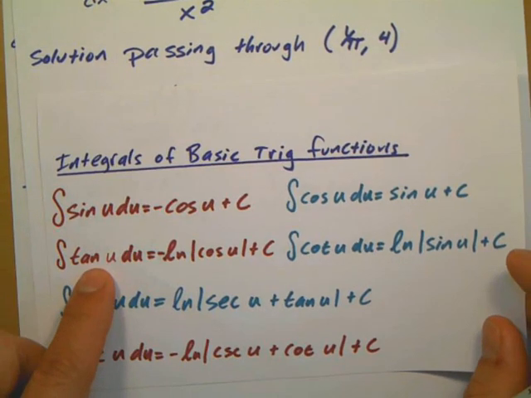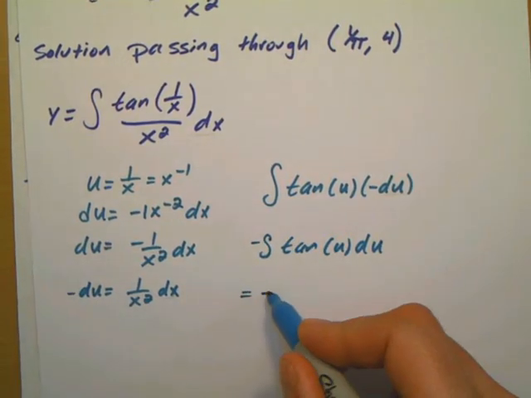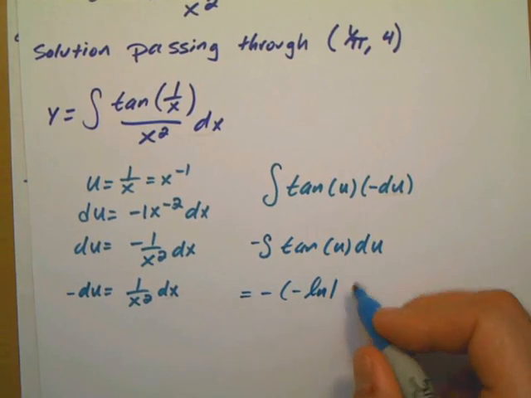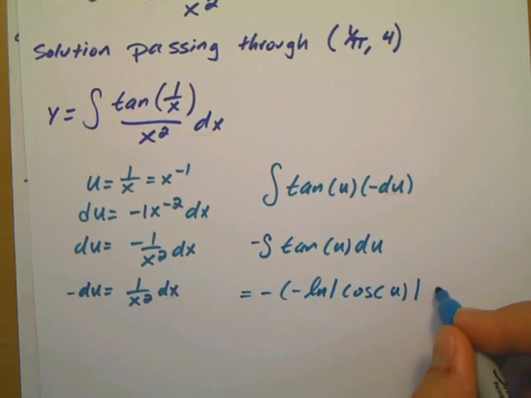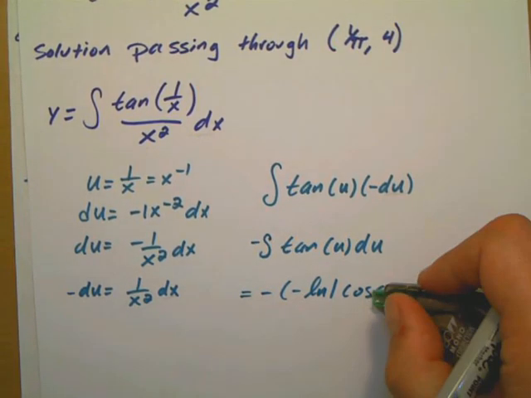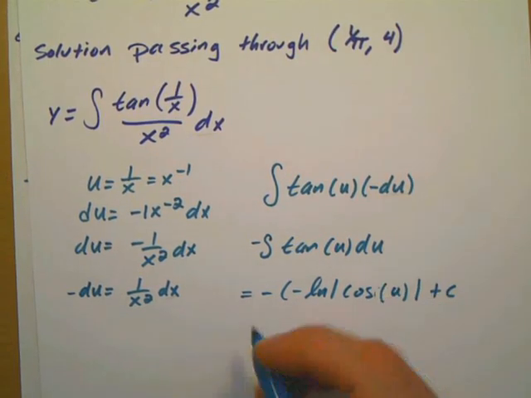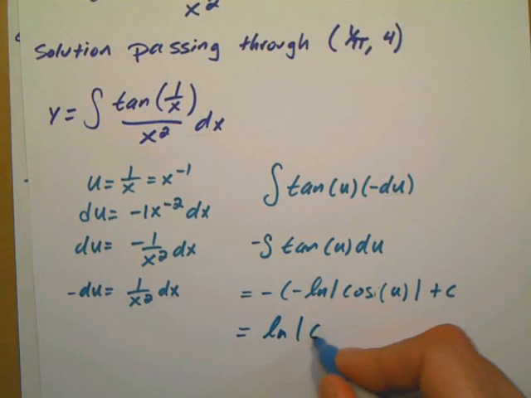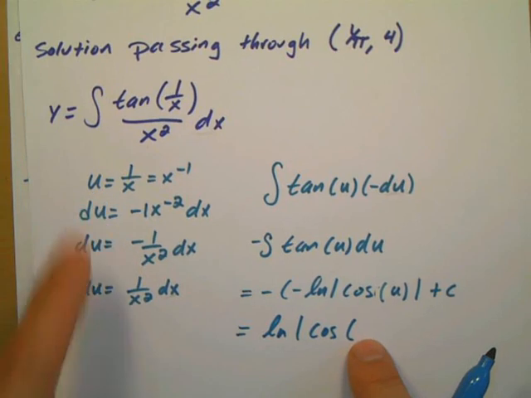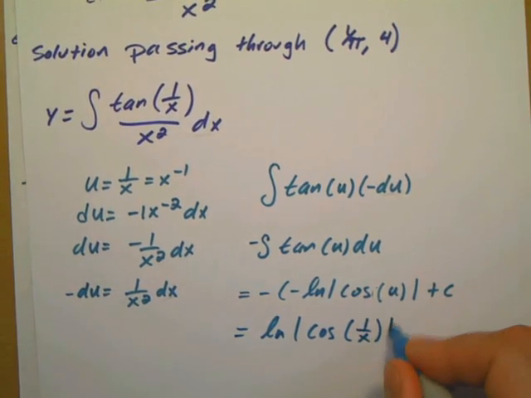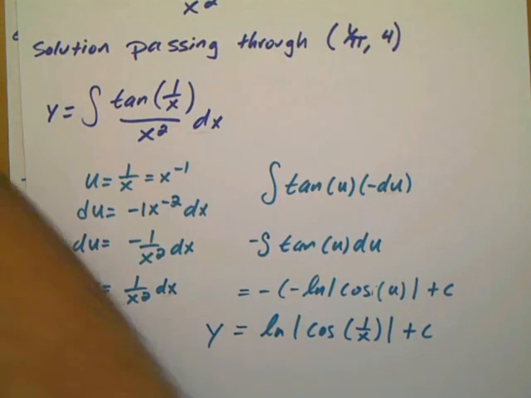Going to my antiderivative, the antiderivative of tangent is negative ln of cosine. So my answer is going to be negative, negative ln of cosine of u plus c. In this parenthesis, I don't like the way it looks. I'm going to change it. Two negatives cancel out, so I have ln, absolute value, cosine. I don't have any limits, so I go back to what I selected for u. So it's going to be 1 over x plus c. And this is my general antiderivative.